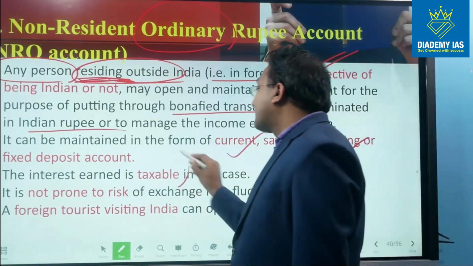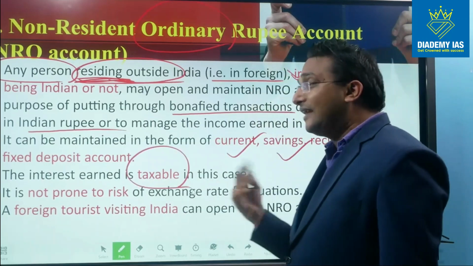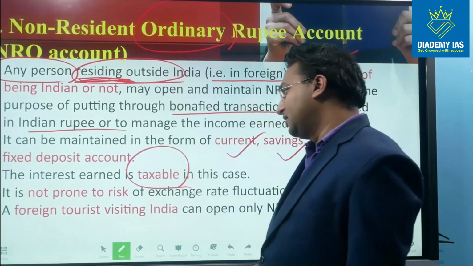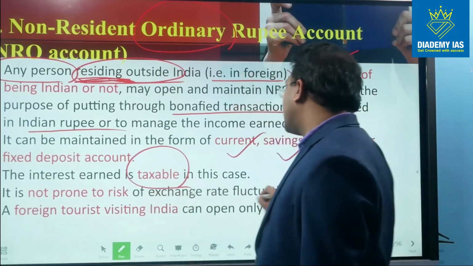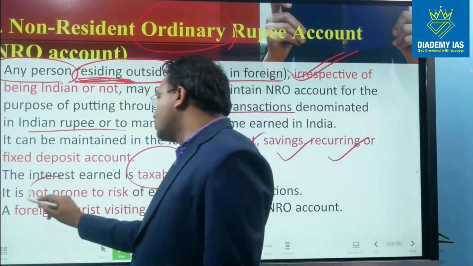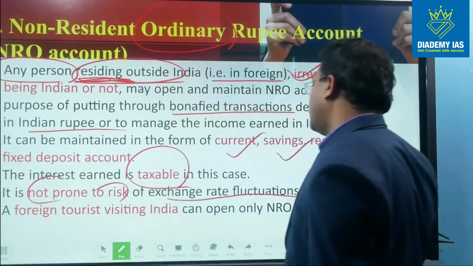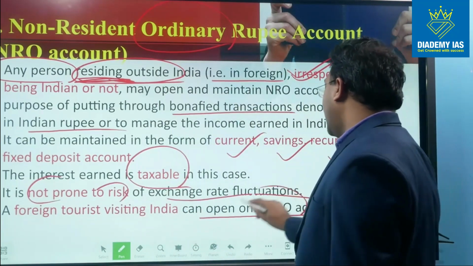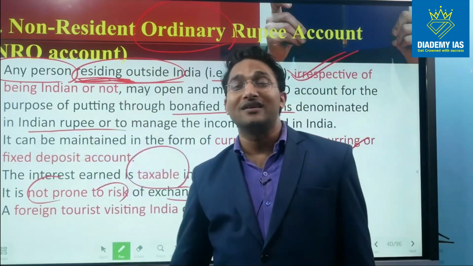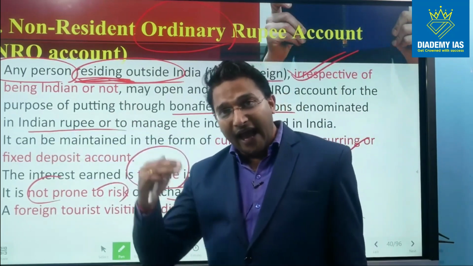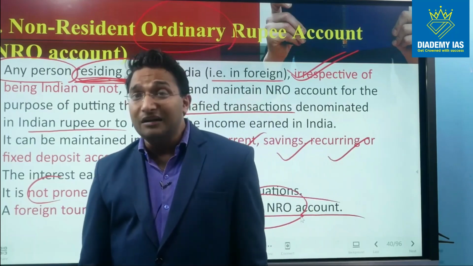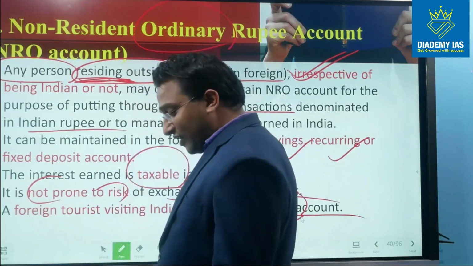The income earned is taxable. So unlike the external rupee account, this ordinary account is taxable. It is not prone to the risk of exchange rate fluctuation. So there is no risk of exchange rate fluctuation. A foreign tourist visiting India can open only this account, right? Because this is open to any person who resides outside India. So if a foreign tourist is visiting India and wants to keep some money in an Indian bank account, then this account is very useful.